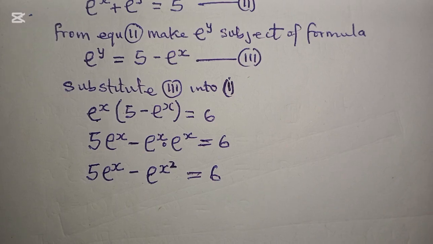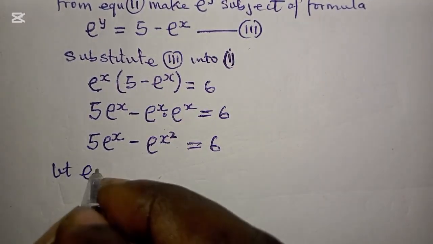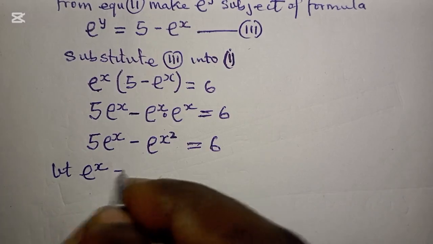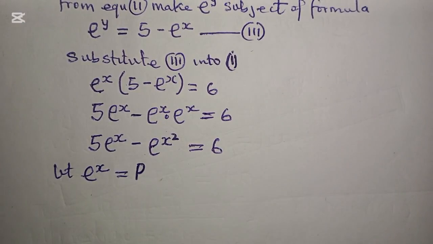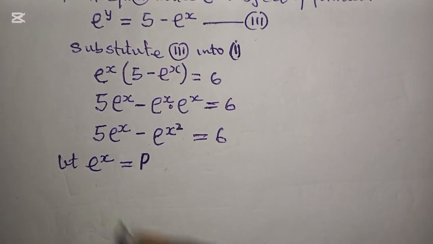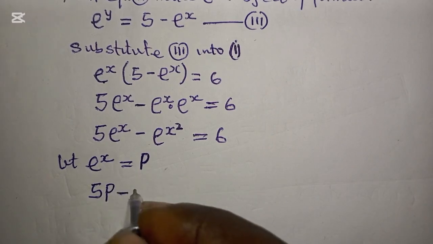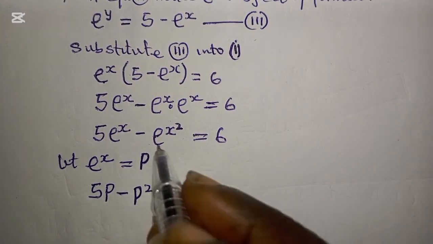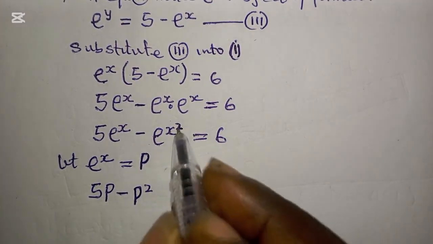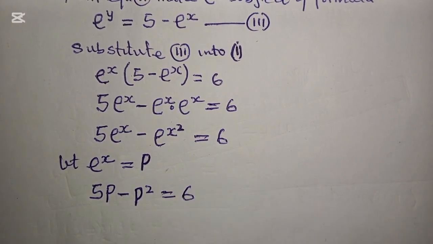So from here, we can represent something. Let e raised to the power of x be equal to p. So wherever we see e raised to the power of x, we write p. So we have 5p minus, this is e raised to the power of x, which is p, then the square, p squared, equals 6.